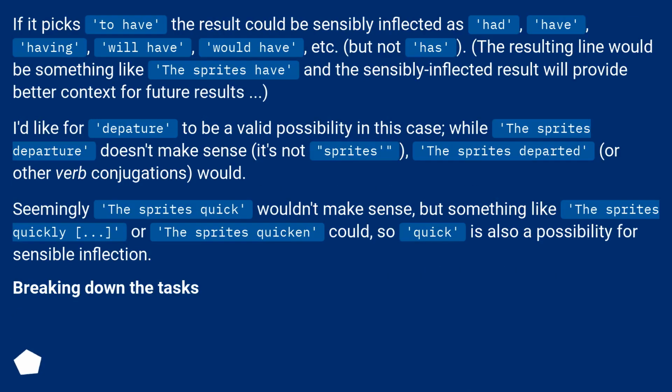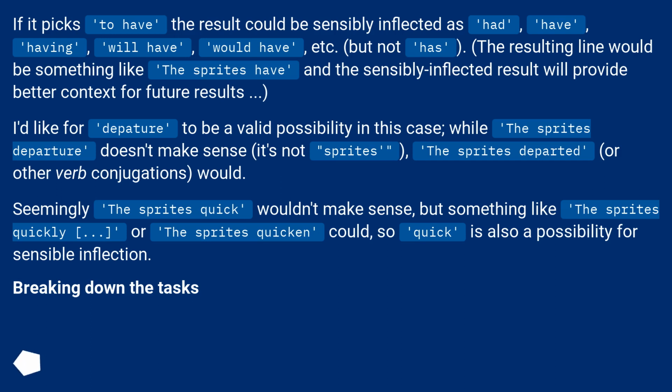If it picks to have, the result could be sensibly inflected as had, have, having, will have, would have, etc. but not has. The resulting line would be something like the sprites have, and the sensibly inflected result will provide better context for future results. I'd like for departure to be a valid possibility in this case.